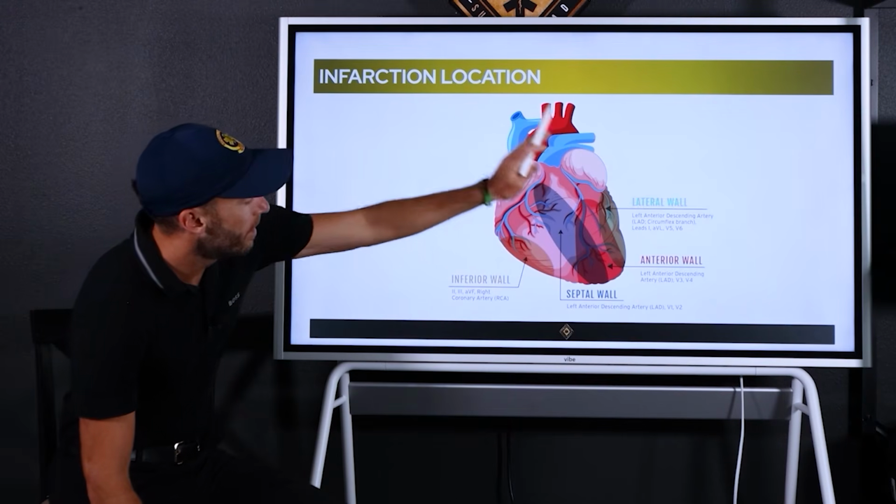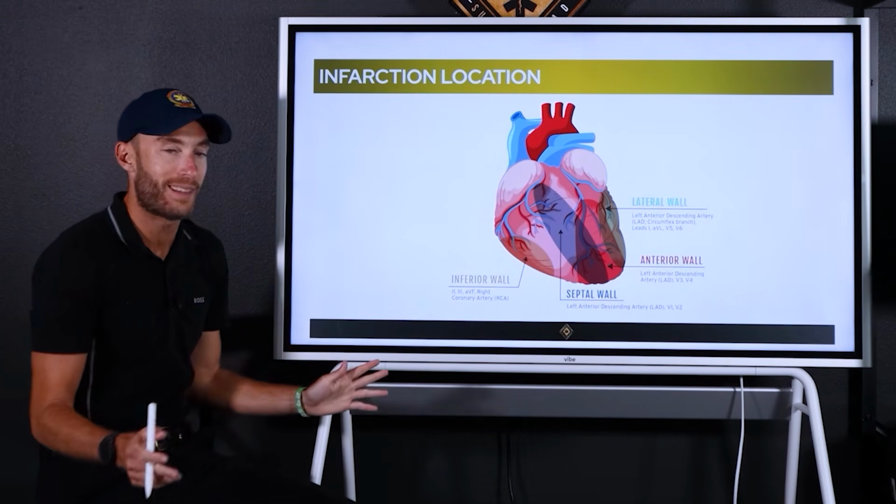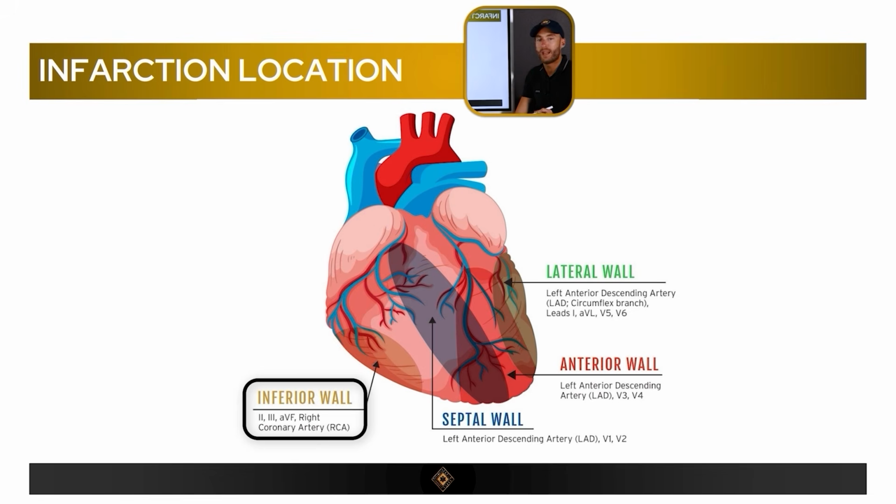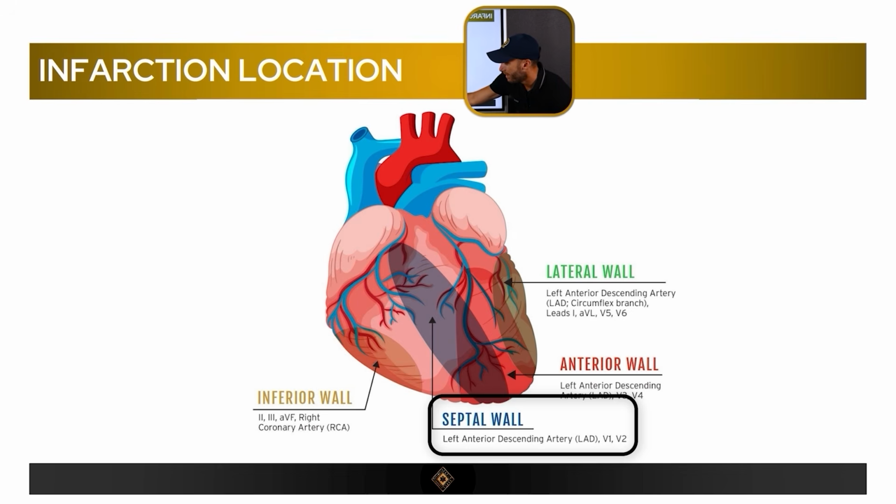Now, here is a view of the heart. This is one of my favorite slides. It shows the artery involved in the actual heart attack. This is a great test question. The inferior wall involves the right coronary artery. That's 2, 3, AVF, okay? The septal wall is the left anterior descending artery, the LAD, V1 and V2.